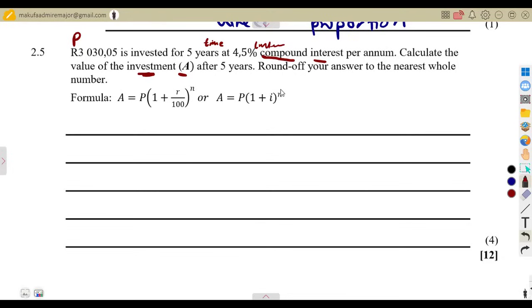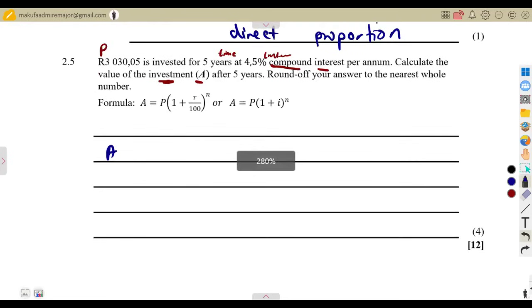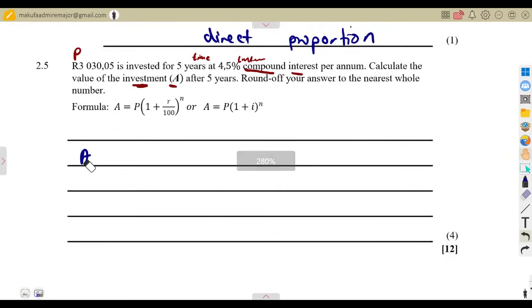All right, let's talk about the first formula. We are given that in terms of R, the amount is equal to P. Let us take our information first. We are given the principal, which is the money that was invested, 3,030.05, in the time frame of 5 years, so that is our n, which is 5 years.